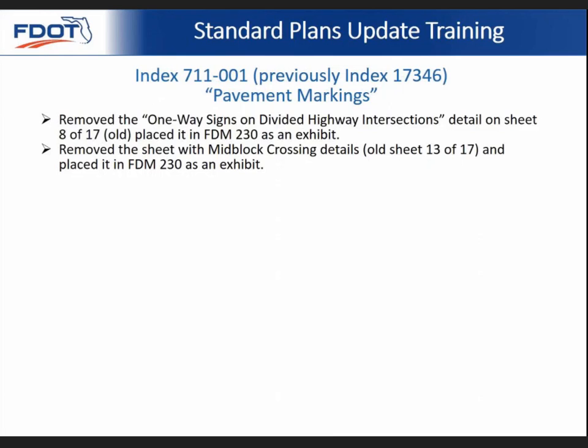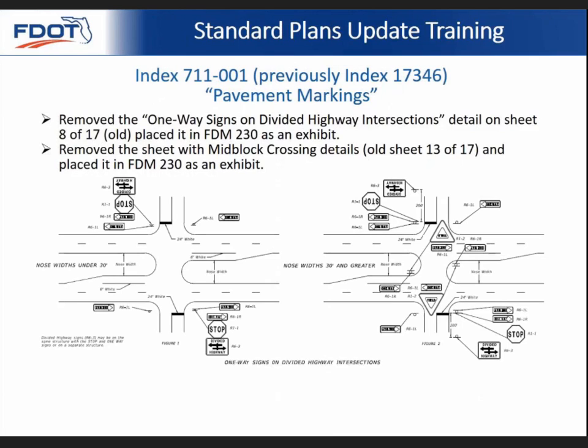The one-way signs on divided highway intersections detail has been removed and placed in FDM 230 as an exhibit. This is because these signs should be included in the signing and pavement marking plans. This is primarily designer information. The contractor will understand how to place these signs from the signing and pavement marking plans.